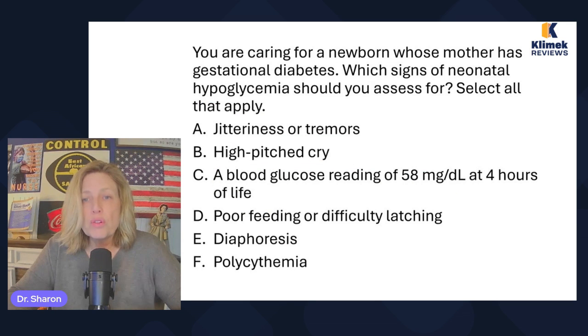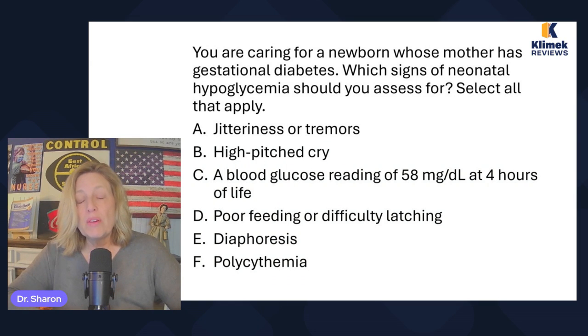You're caring for a newborn whose mother has gestational diabetes. Which signs of neonatal hypoglycemia should you assess for? So how are you going to know if the baby is hypoglycemic? Jitteriness or tremors, high-pitched cry, a blood glucose reading of 58 at 4 hours of life, poor feeding or difficulty latching, diaphoresis, polycythemia. Okay, mom has gestational diabetes. So how are we going to know if baby's hypoglycemic?